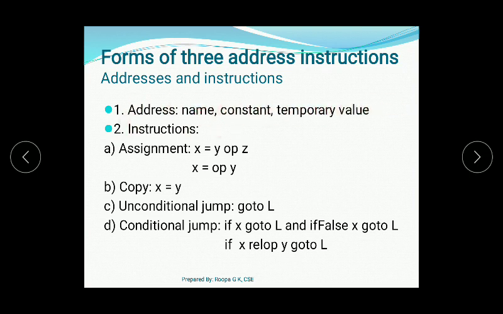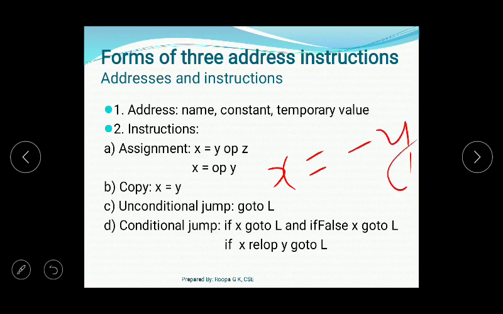What about instructions? We can have different forms of instruction. First one, assignment. Assignment instruction may take this form: x is equal to y op z. For example, x is equal to y plus z. Op can be addition, multiplication, subtraction, etc. Or one more form, x is equal to op y. Another assignment, x is equal to op, I will take unary minus of y. X is equal to minus of y. So this is also a form of 3-address instruction.